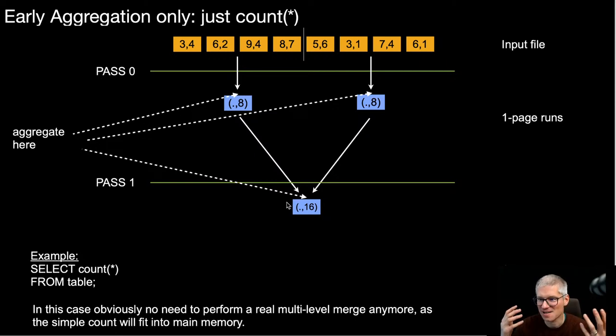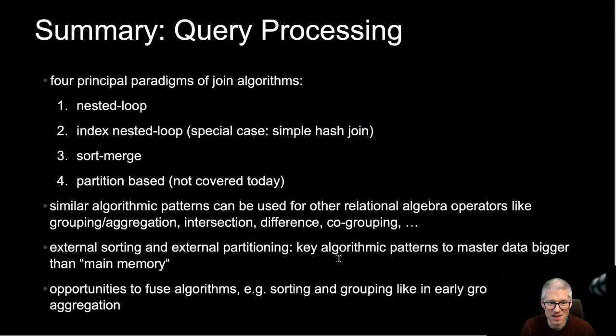Well, then this doesn't make sense anymore, right? You could keep one integer at all times and just scan the input relation counting tuples. It would have the same effect, but that highly depends on the type of grouping and aggregation you're performing. Yeah? For such a simple aggregate, basically the entire merge tree falls apart. Yeah, that's a very important technique in large scale data processing.